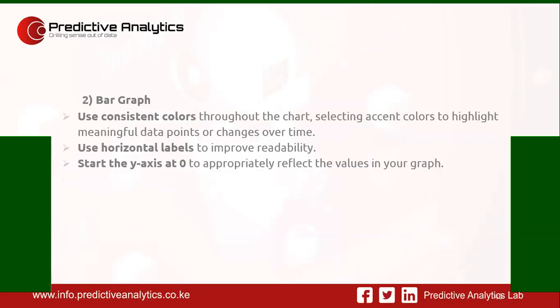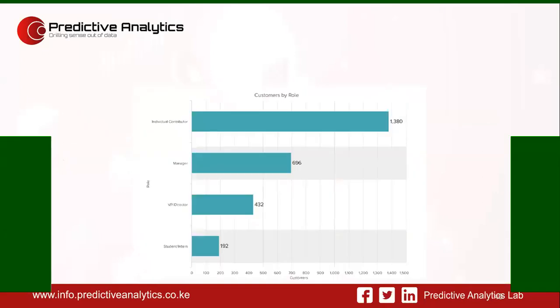Number 2, we have a bar graph. Use consistent colors throughout the chart, selecting accent colors to highlight meaningful data points or changes over time. Use horizontal labels to improve readability. Again, start the y-axis at 0 to reflect values. That is an example of a bar graph. So the other one is vertical, this one is horizontal. That's the difference between a column and a bar.